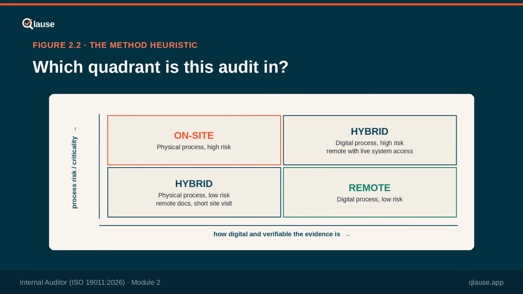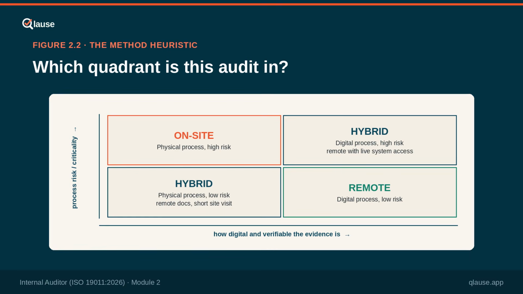Put process risk and criticality on one axis, and how digital and verifiable the evidence is on the other. Where the process is physical and the risk is high, go on site. There is no substitute. Where the process is digital and the risk is high, run a hybrid. Remote, but with live system access, so you are watching the real system rather than a screenshot someone prepared.